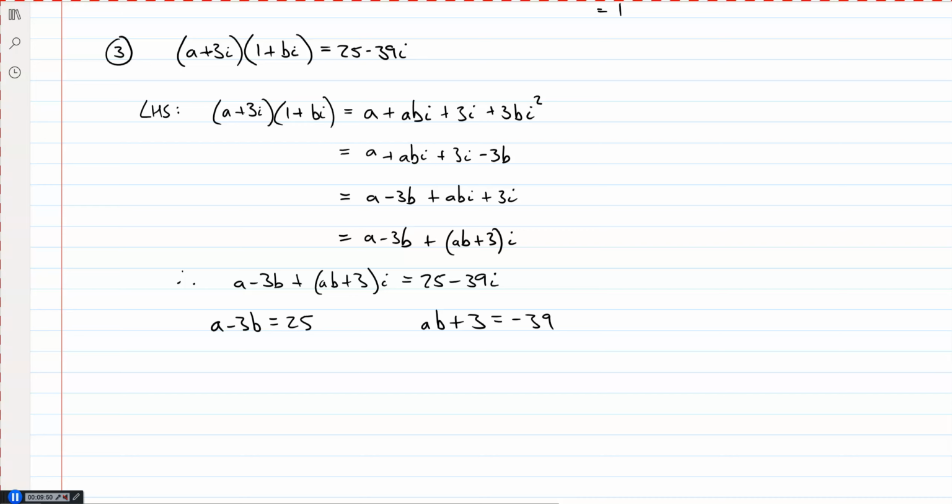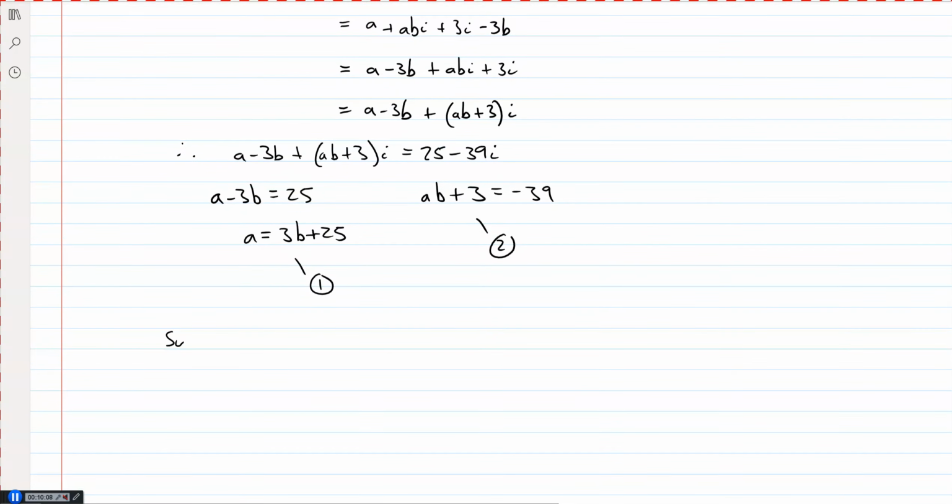And hopefully we can now see we've got 2 equations here, simultaneous equations with 2 different variables, so we can solve these simultaneously. So if I rearrange this, by adding 3b to both sides. Call this equation 1. Call this equation 2. Then I can sub equation 1 into equation 2 and replace a with that. So I can have a is 3b plus 25. So ab will be (3b plus 25) times b, plus 3 is minus 39, and we can solve this. So expand.